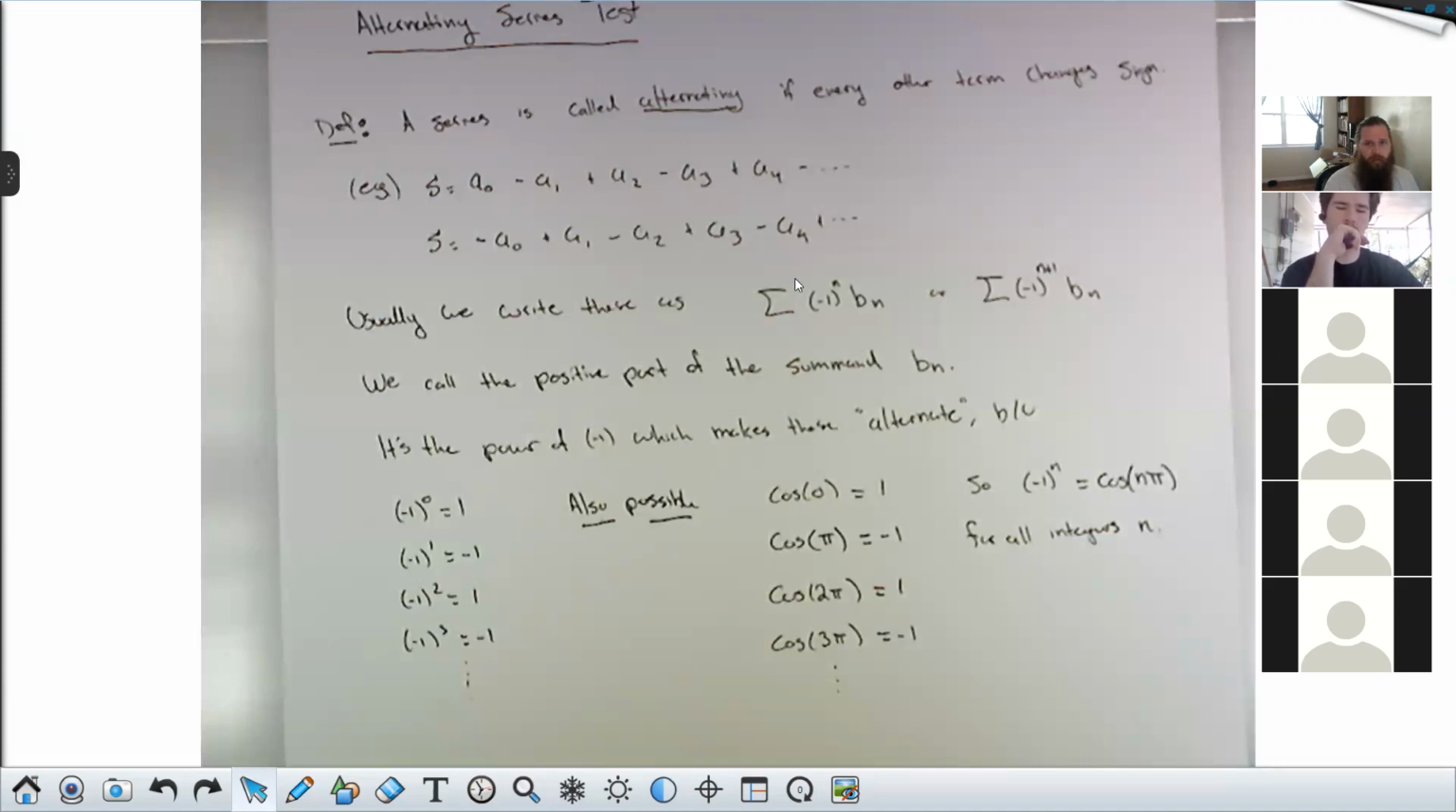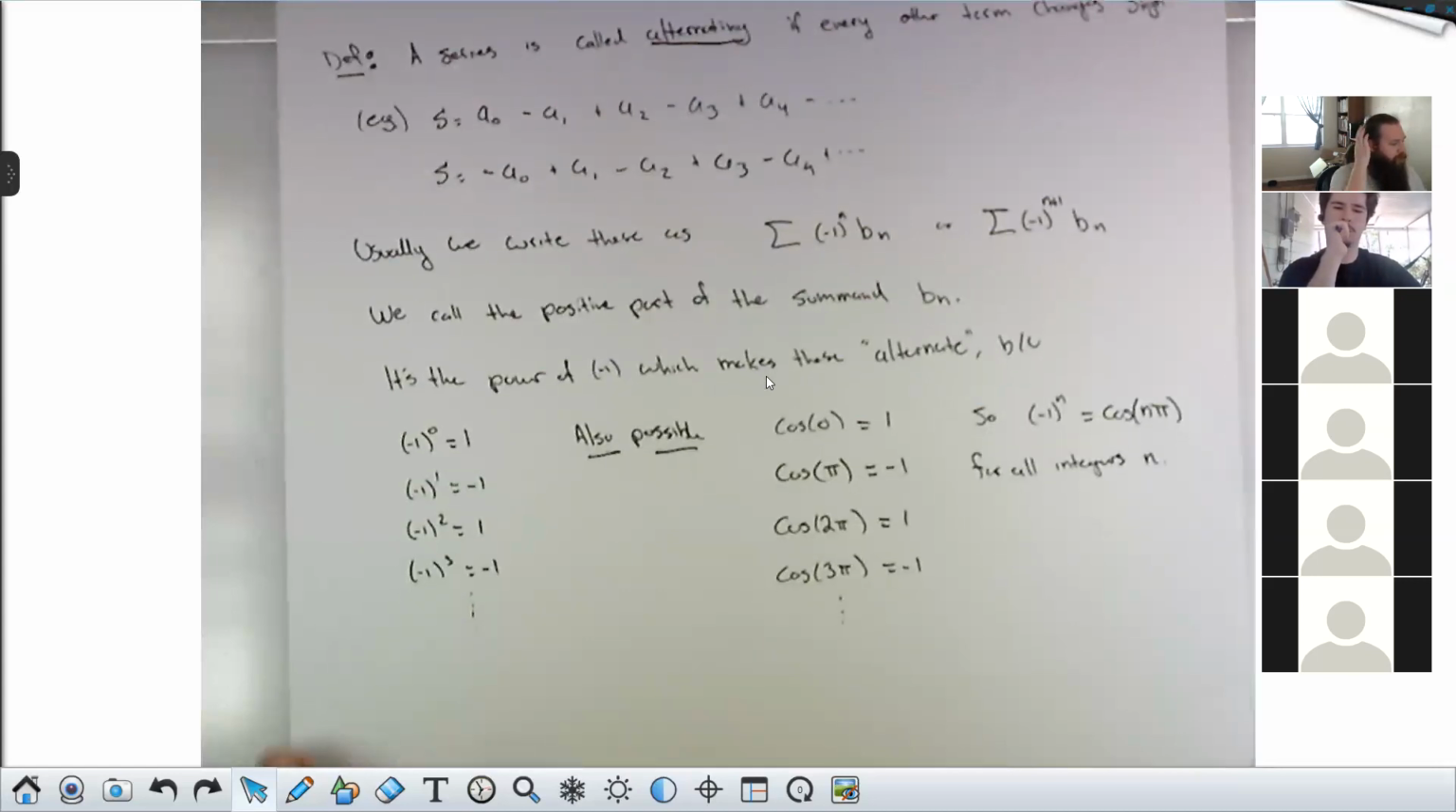Another thing to be aware of: just because you have a power of -1 or a sine or a cosine doesn't mean you're alternating. (-1)^(2n), since 2n is always even, doesn't alternate. Sine of n or cosine of n on their own don't alternate. So just be aware of that. If you want to check whether a series is alternating, you should just write it out and make sure that every term really does change sign. All right, so that's what an alternating series is.